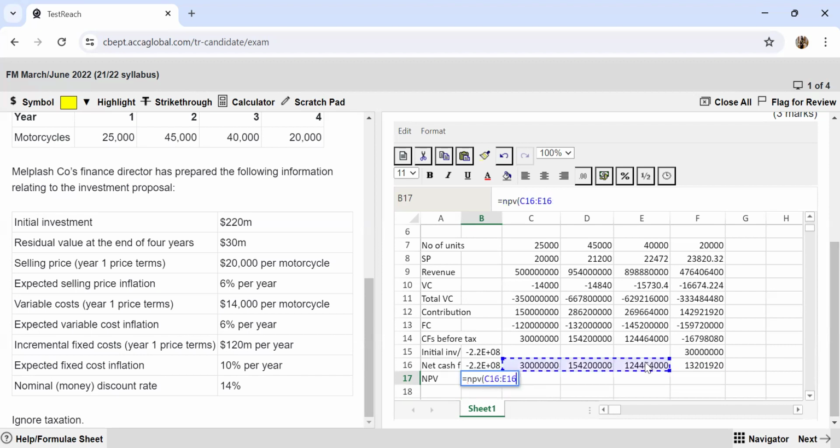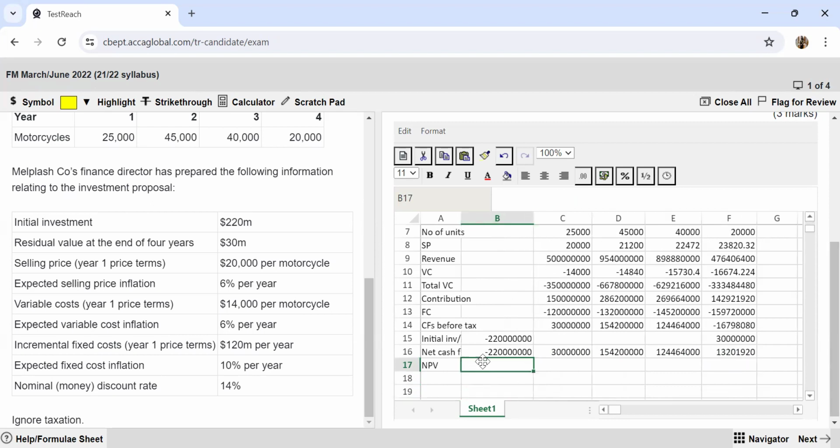So this is what I've selected. And then I add this value over here. I don't know why this is not working. Let me just, because I'm not putting the discount rate. So equals NPV, and I want the discount rate to be 14%. So 14%, and then I put a comma, and then I select all of the cash flows from year 1 to year 4, and then I manually add the year 0. So with this, I arrive at my NPV.